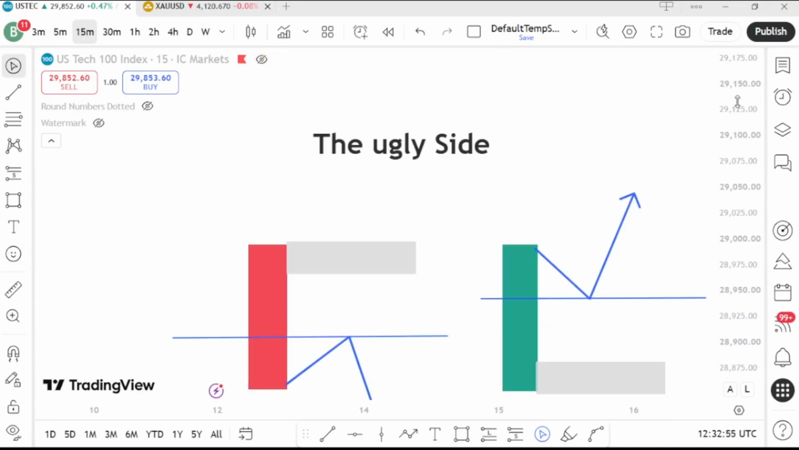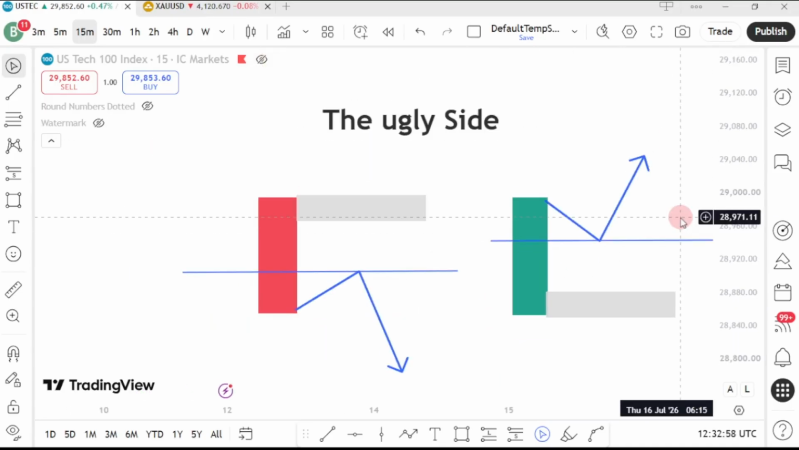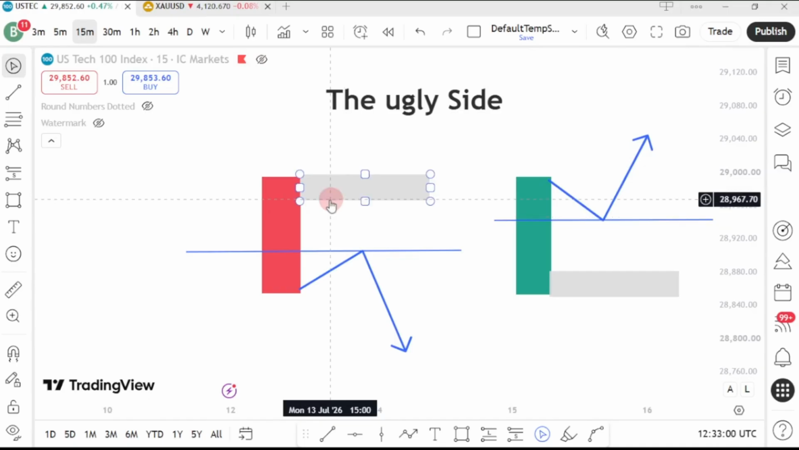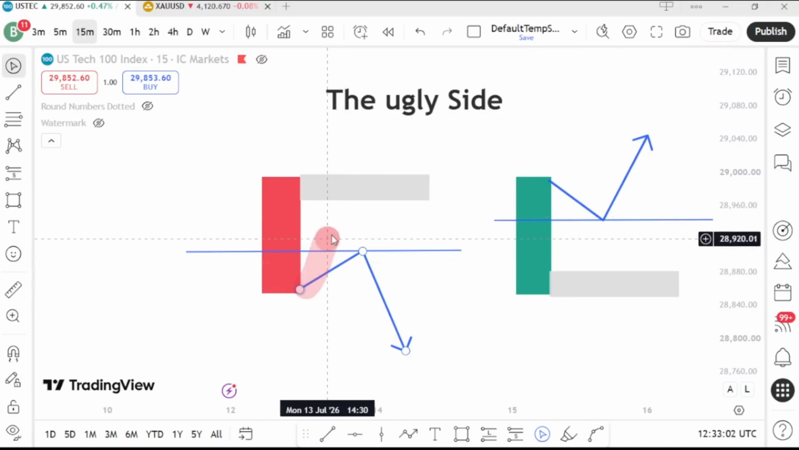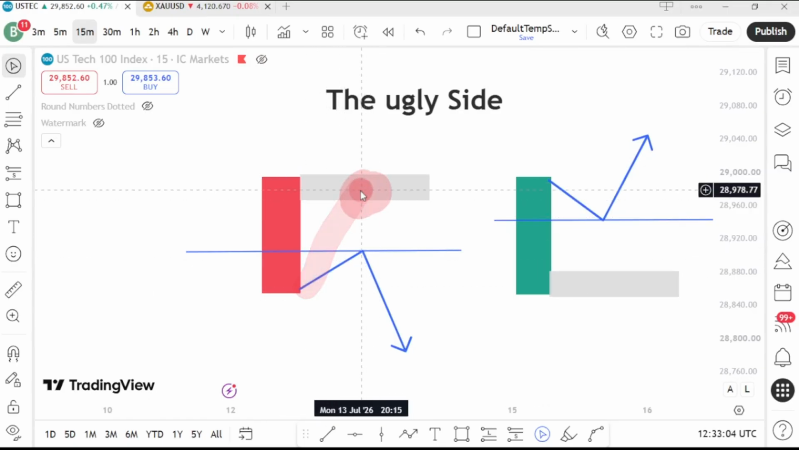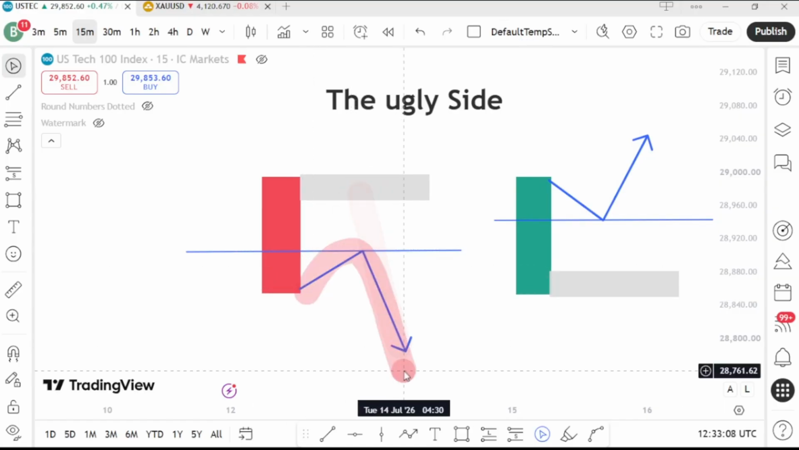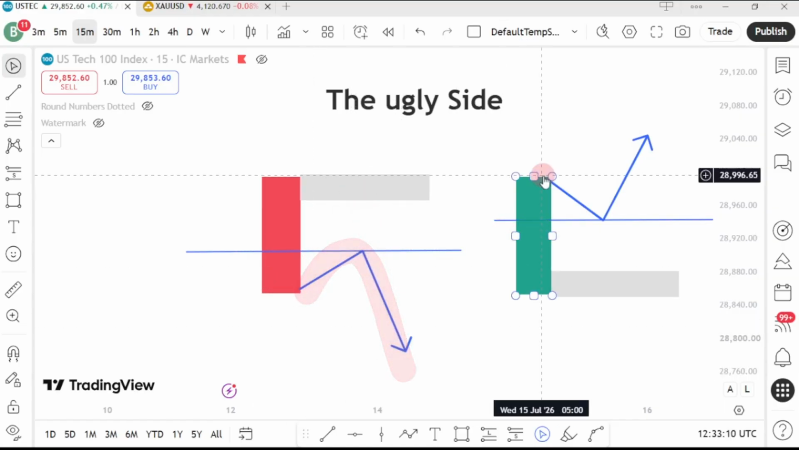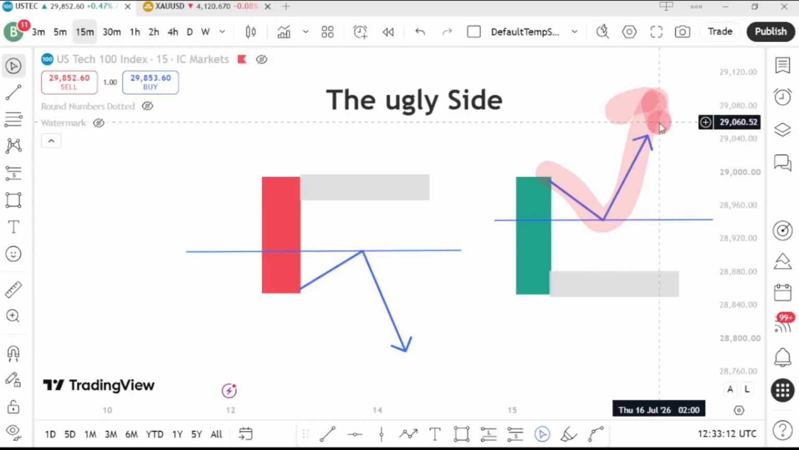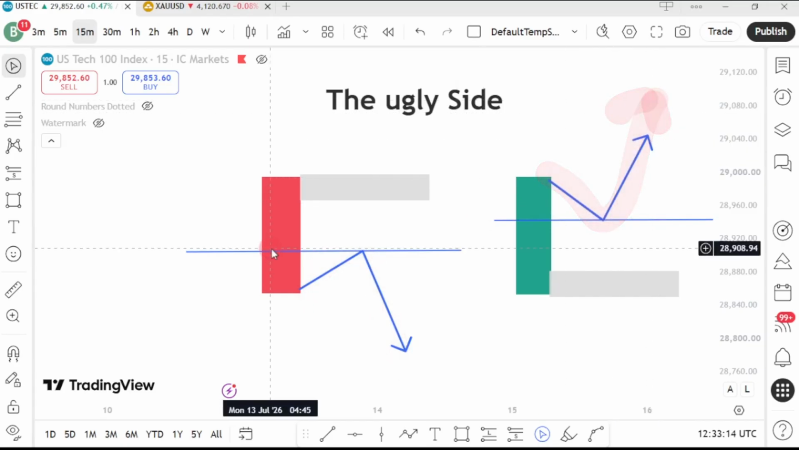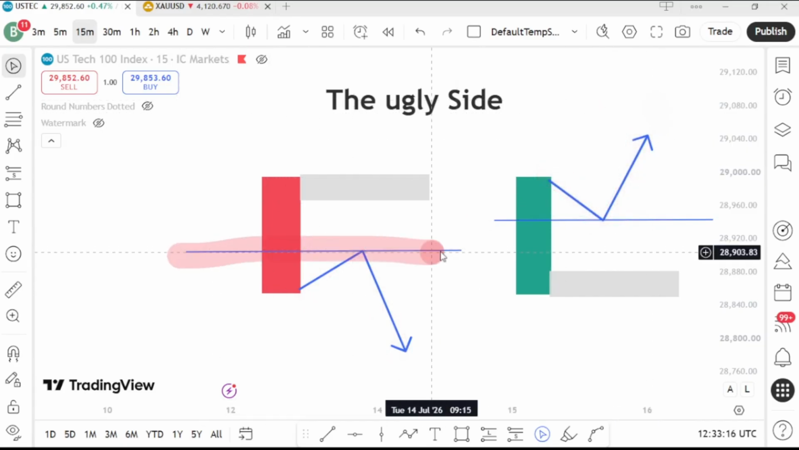Now let's look at the ugly side. Every coin has two sides, right? What you must notice is that sometimes the market is not going to come to the very tip of the candle before it drops, right? So in case of supply, it can just react in the middle of the candle and drop. And in case of a demand, it can just react in the middle of the candle and rise. This is as a result of support and resistance levels.